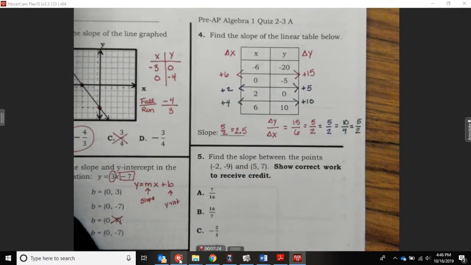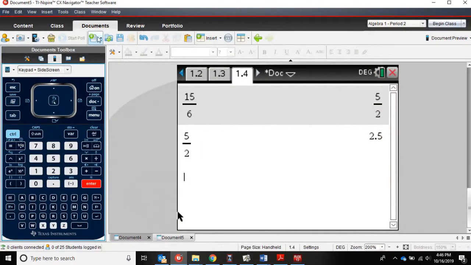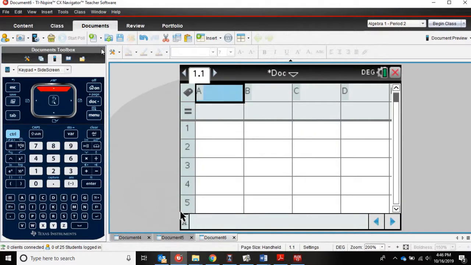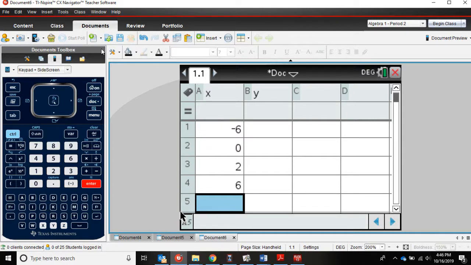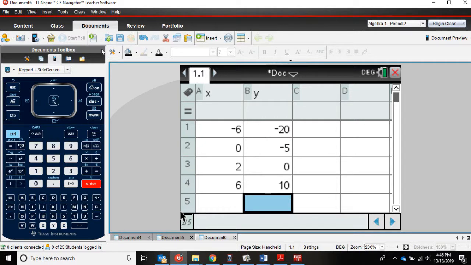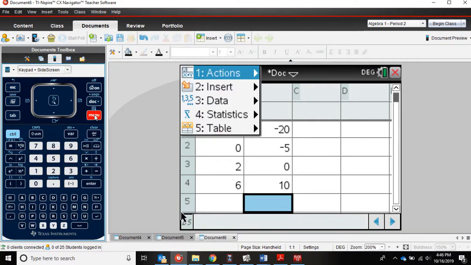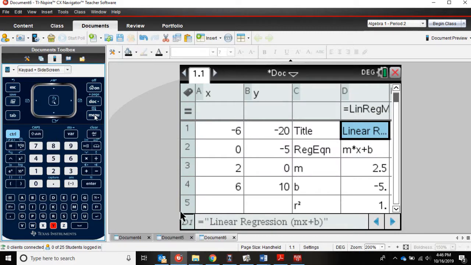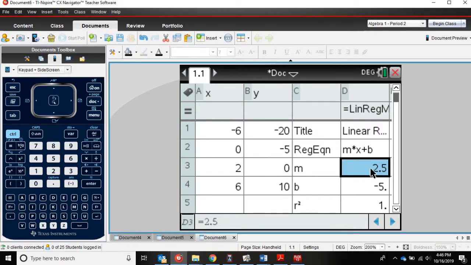Okay, again, on the calculator, you could have done a new document, list in spreadsheet, put X and Y at the top, and then typed in all of your numbers. So I have -6, 0, 2, 6, and then I have -20, -5, 0, and 10. And at this point, you again would press Menu, 4, 1, 3, change X for X and Y for Y, and press OK, and then it's showing you your slope is 2.5.